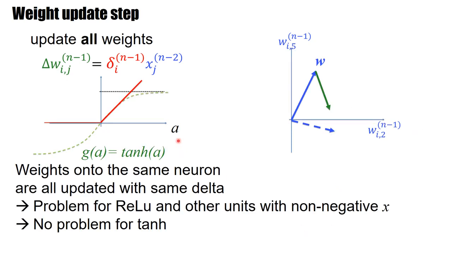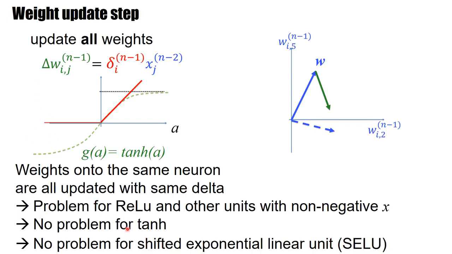This problem is absent for hidden units that have a gain function which has positive and negative values. For example, it's not a problem if we have a transfer function g of a, which is the hyperbolic tangent. Then we would be able to make weight changes directly into the desired direction. So this is a specific problem for ReLUs and other units with non-negative outputs. It's no problem for the hyperbolic tangent, and it's also no problem for other units that cover the space of positive and negative outputs. One of these examples is the shifted exponential linear unit, also called SELU, that I will discuss next.